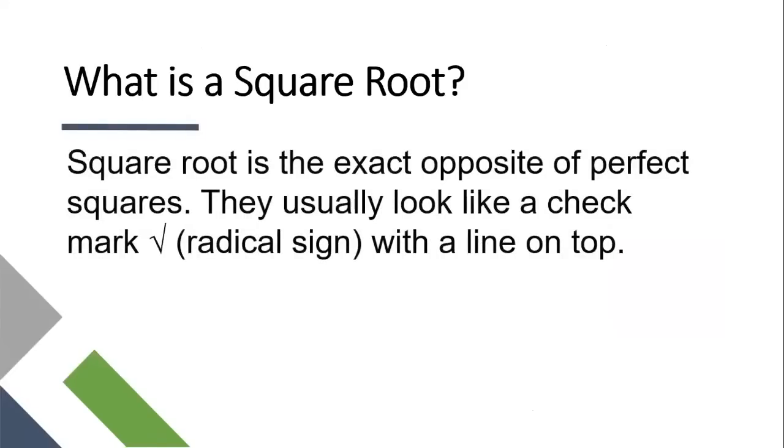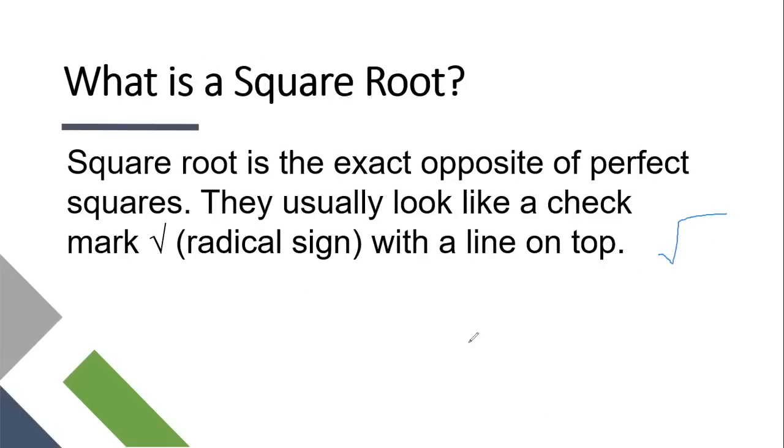Square root is the exact opposite of perfect squares. They usually look like a check mark, or the radical sign with a line on top. Let me draw it here so you will see. Something like this. You will be encountering this, and you call that a radical sign, but you read it as square root.